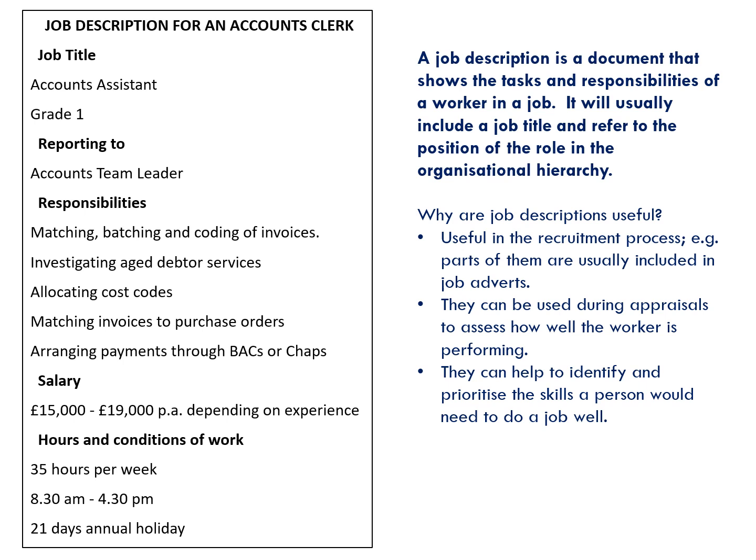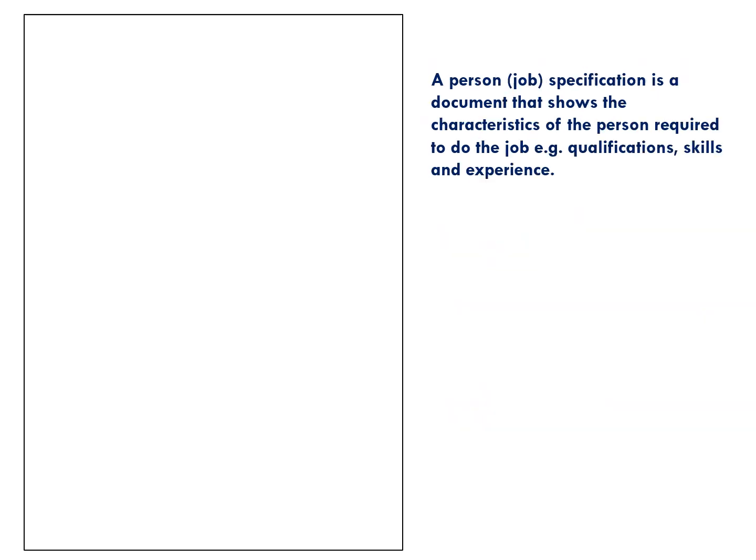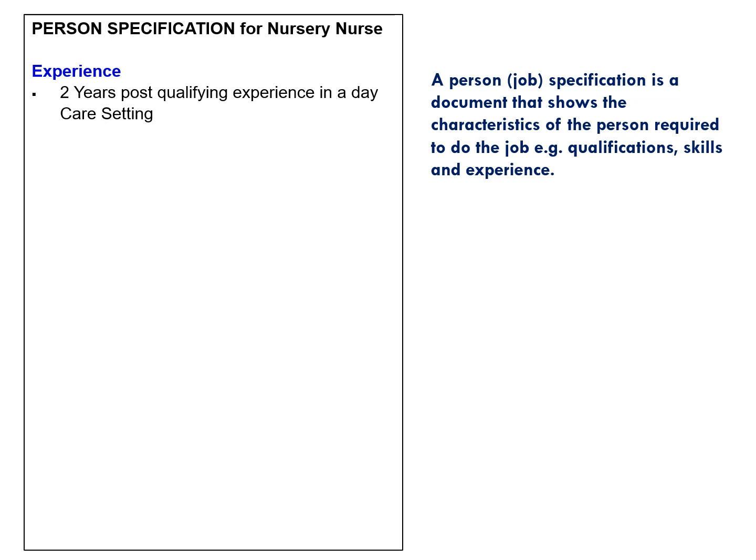So this is what the role involves. What sort of person do we need for this role? A person specification is a document that shows us the characteristics of the person required to do this particular job. For example, the qualifications, skills and experience. So let's imagine the job description previously had described, let's say, a nursery nurse. What would be the person that we would require? So here we talk about the experience that they need: 2 years post-qualifying experience in a daycare setting.